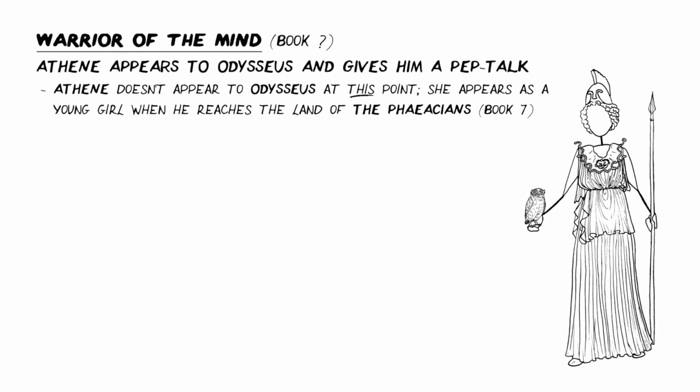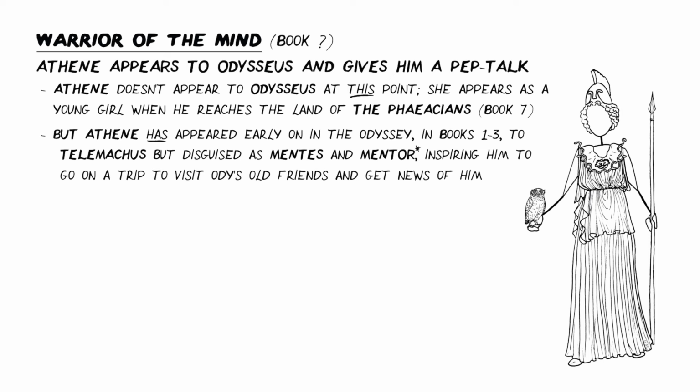And then when he actually gets home, spoiler, he gets home in book 13, she sits and has a chat with him in her true form under an olive tree on the beach. It's kind of wild. But that's not what's happening here. Here is, again, exposition. It's telling us the story.